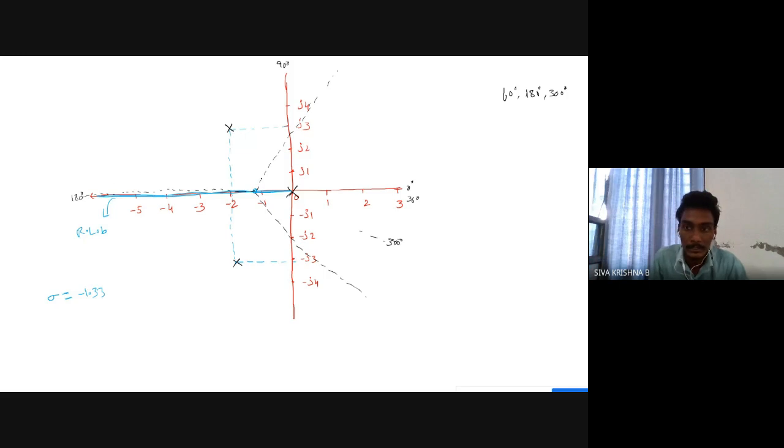So these are the angles, that is 60 and one more is 300 and this is 180. That's it. So this is sigma, and the value sigma equals minus 1.33. This is the centroid. You can call it the centroid.